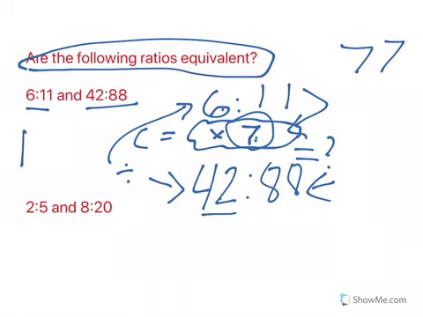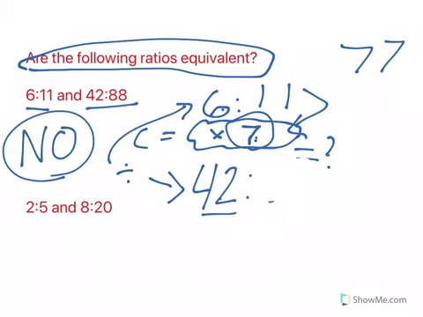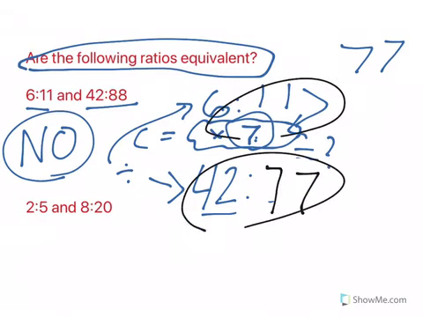So in this case, these two ratios are not, the answer would be no, they are not equivalent. If we were going to make them equivalent, we would have to erase that number and make it 77. If it was 42 to 77, then these two ratios would be equivalent, but they are in fact not equivalent. Let's look at another one.